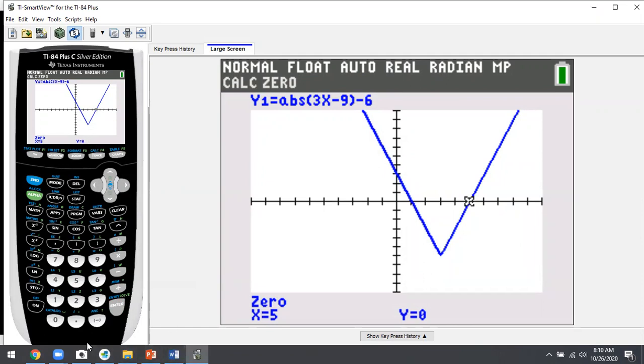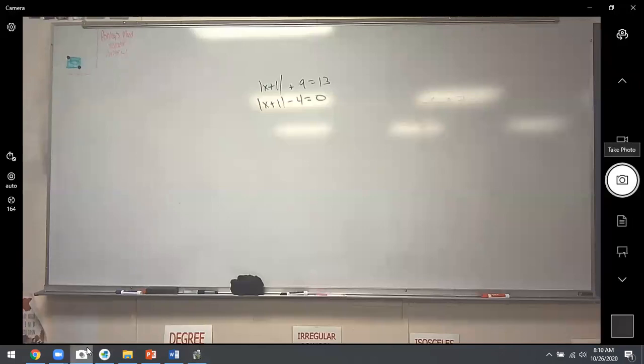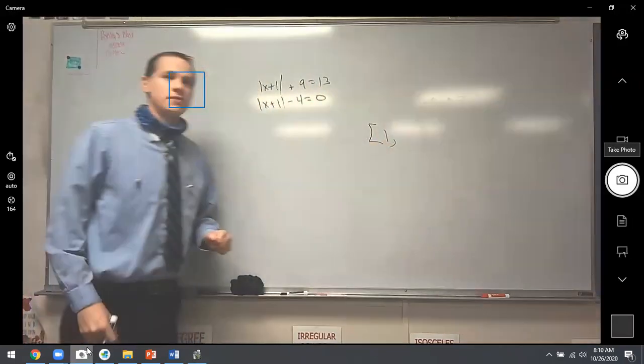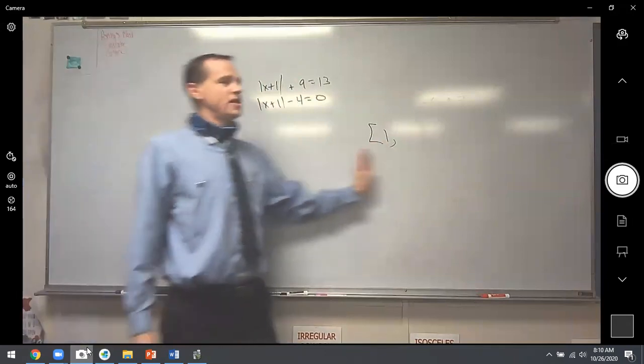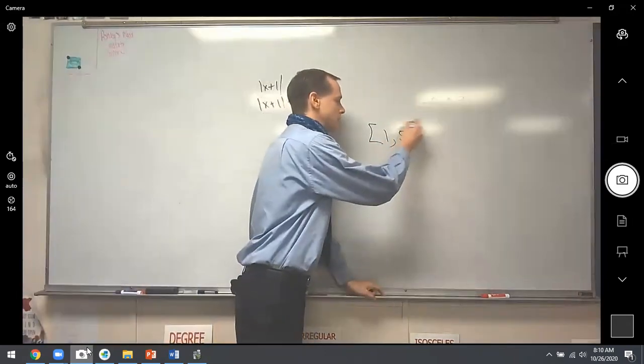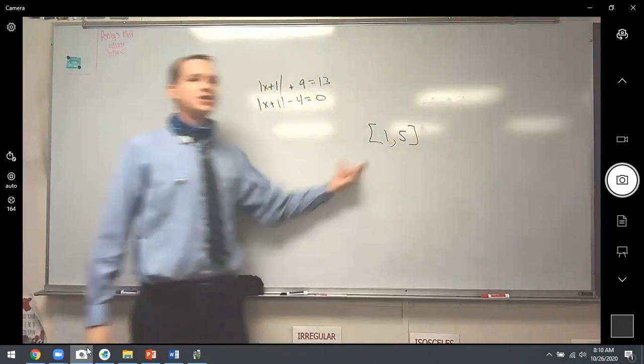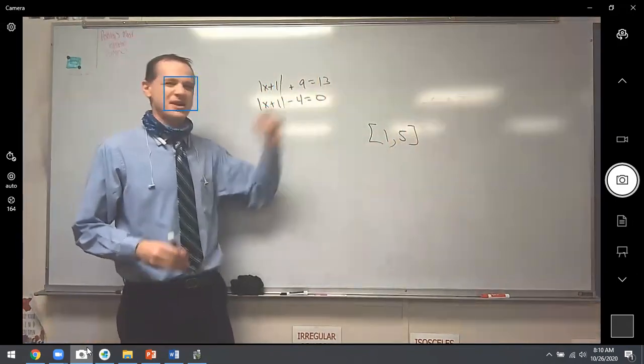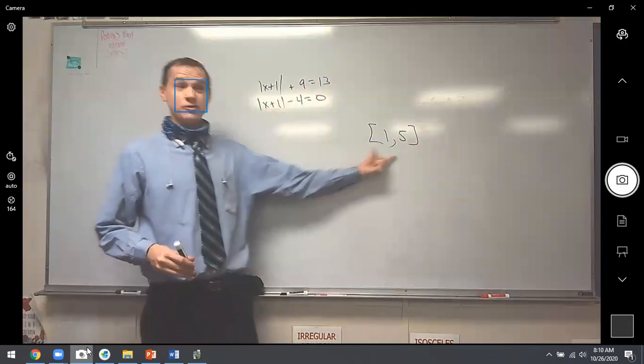So how am I going to write my final answer for this? If it's any number from 1 to 5, should I include 1? Yes, I should, because it's less than or equal to 0, correct? And should I include 5? Yes, for the same exact logic. So anything from 1 to 5, including them, meaning your answer is bracket 1, and then all the numbers from 1 until 5. So you get a range of numbers that works. You can shade this on a number line if you wanted to, but don't worry about that. You see how we got the range of numbers.